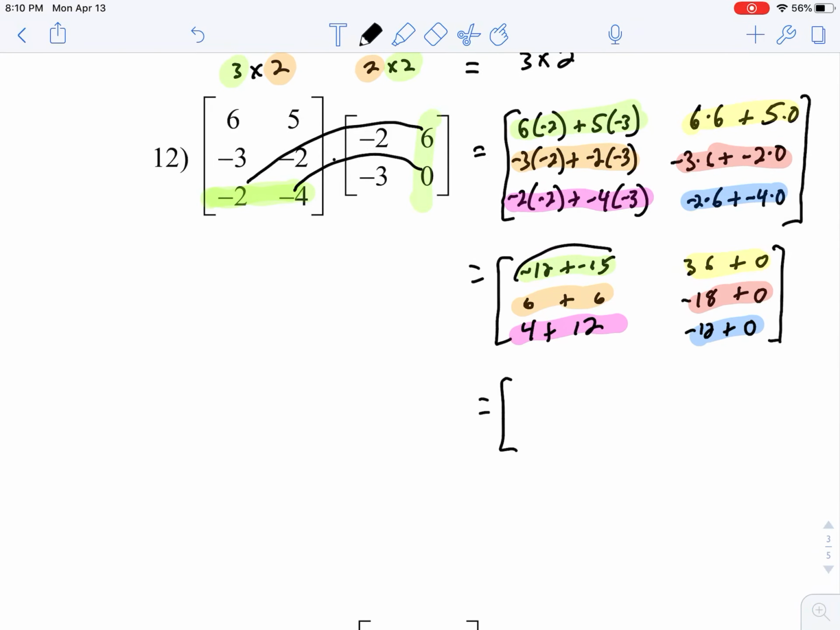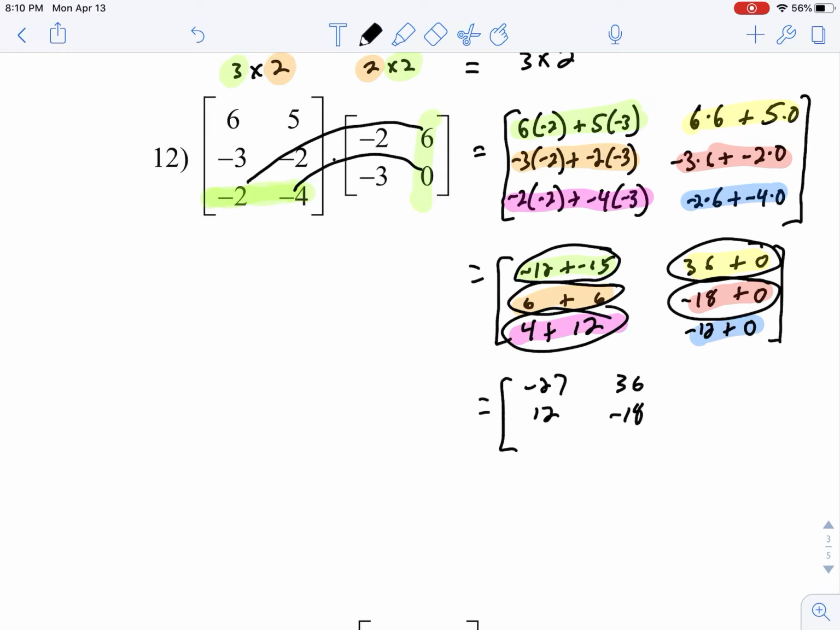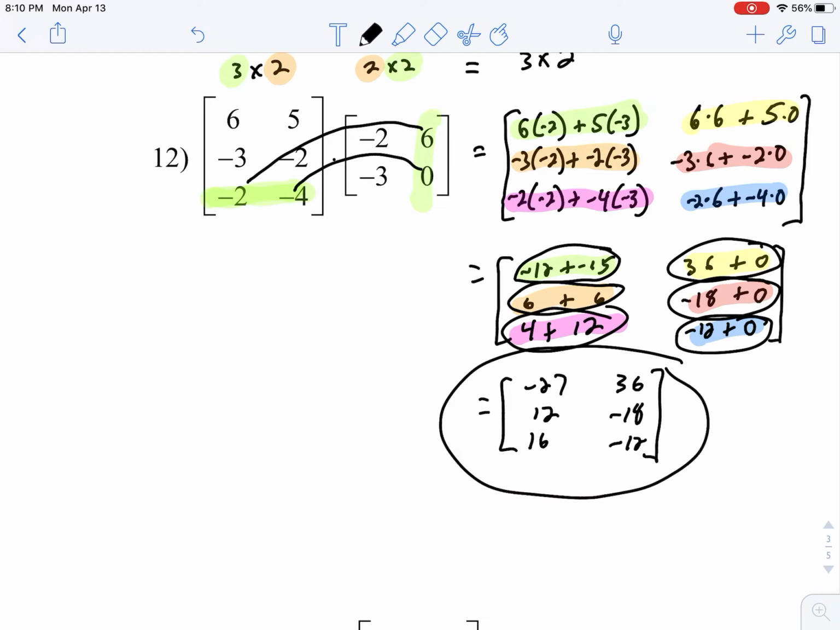So what do we have? -12 minus 15 is -27. 36 plus 0 is 36. 6 plus 6 is 12. -18 plus 0 is -18. 4 plus 12 is 16. -12 plus 0 is -12. And this is the solution matrix.